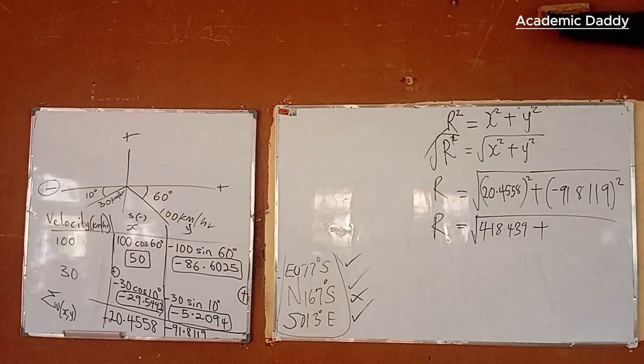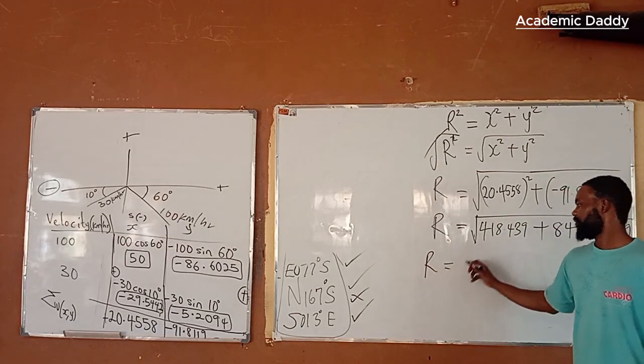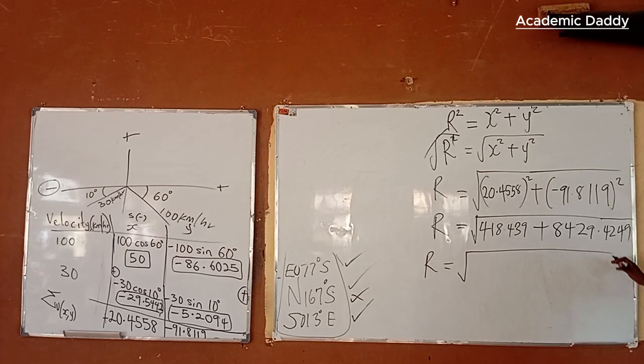Minus 91.842, 0.42. Okay, 4249. Yes, I want it like this. That approximation, let it not go beyond 4 decimal points. So 418.439 plus 8429.4249. Add it up.